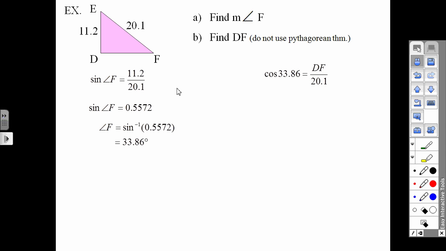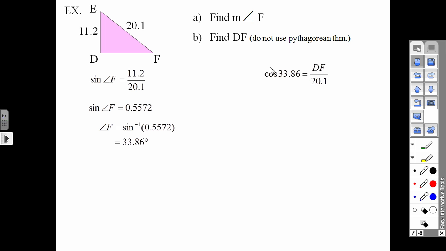Okay, so we're going to say the cosine of 33.86 is equal to DF over 20.1. So where did this come from? Well, DF is the adjacent side of angle F. And so adjacent over hypotenuse is cosine. So now we know that this angle is 33.86. We can say the cosine of 33.86 is adjacent over hypotenuse.